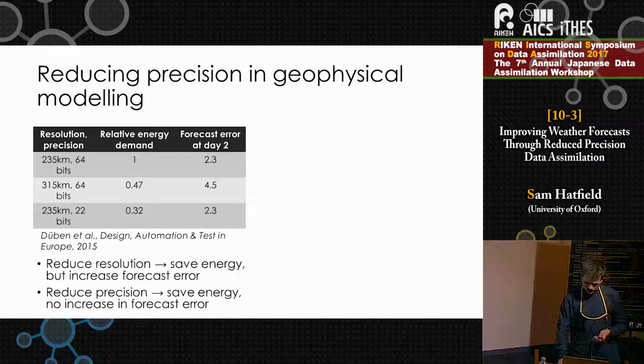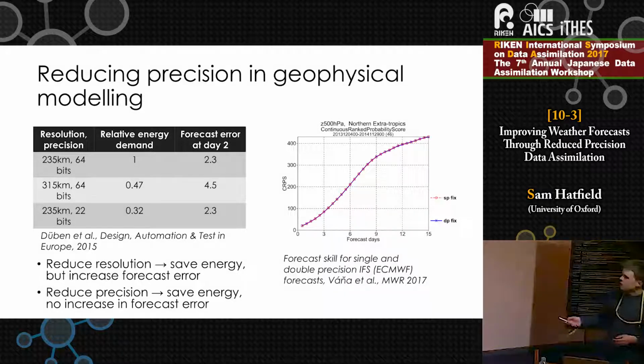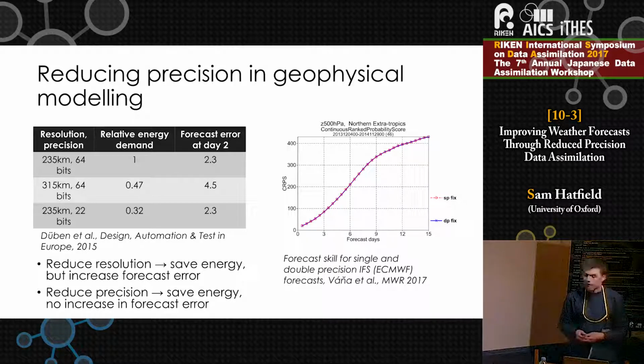So the idea of reducing precision is also beginning to catch on in operational centers. So this plot shows the forecast skill of ECMWF's global forecasting system in the northern extratropics for single precision and double precision. And you can see the lines are basically on top of each other. So there's no increase in the forecast error, yet the single precision model is about 40% more efficient.